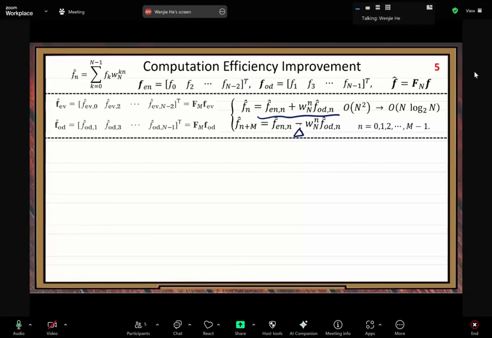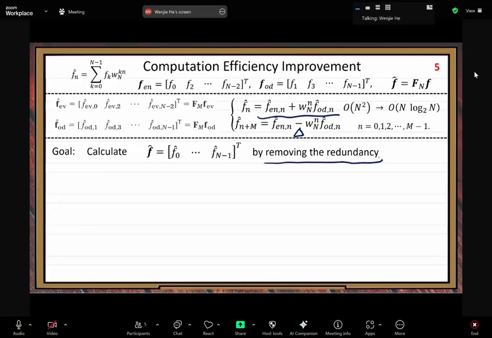Here, when we do the calculation, this time I need to discuss the efficiency part. This time we need to count the number of multiplications we need to use. The goal is to calculate this vector by removing the redundancy. Because in the original algorithm, there is a lot of redundancy. So now we apply this fast Fourier transform. The basic idea is we want to remove the redundancy. Now I want to show you how to remove the redundancy.